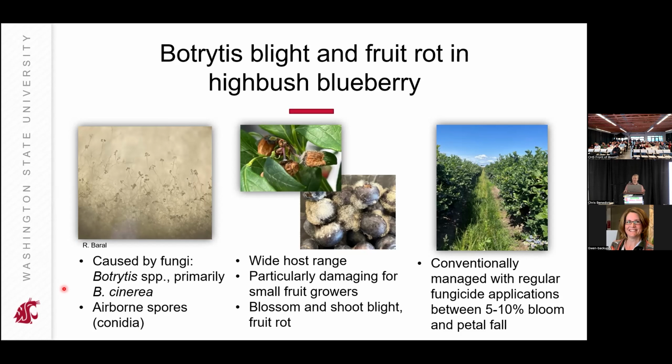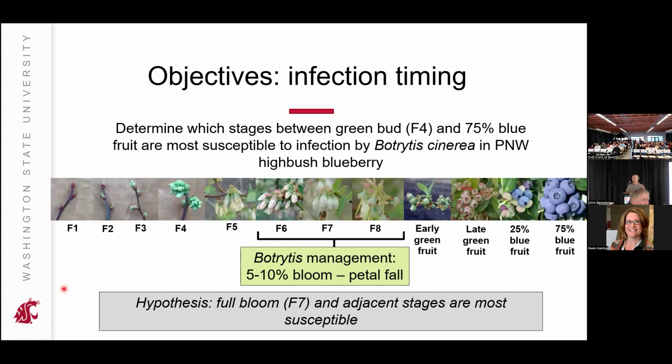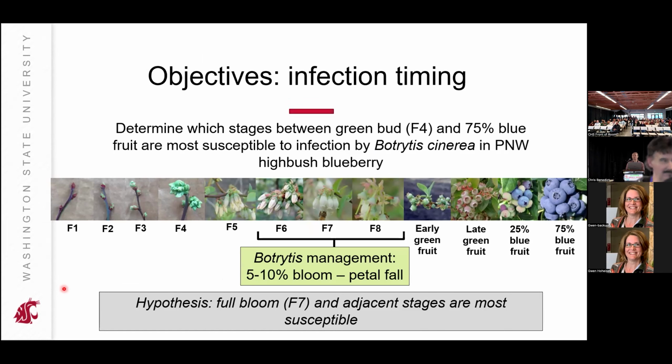So as we've discussed some in both of these days, botrytis is conventionally managed with regular fungicide applications, and these usually happen for botrytis in particular when bloom begins to occur in the field, so usually between 5 to 10% bloom, and then those continue regularly through petal fall. So the question here is, when during the flowering stages are the flowers most susceptible to botrytis infection, right? So that was the objective of this project.